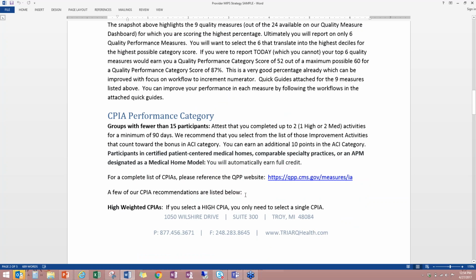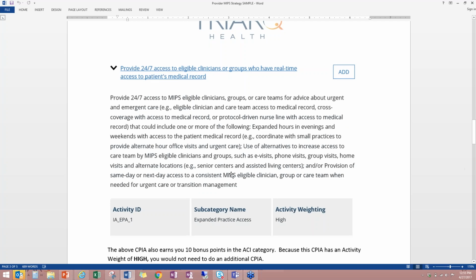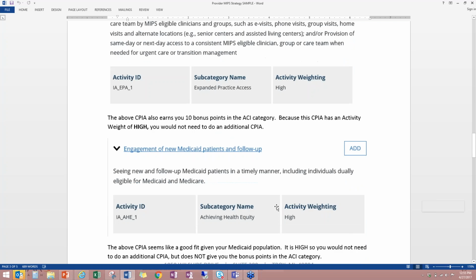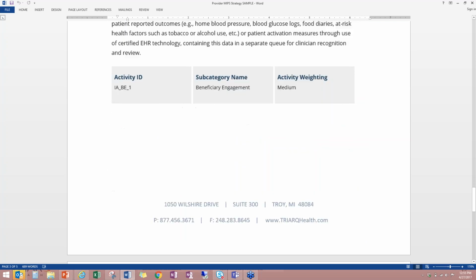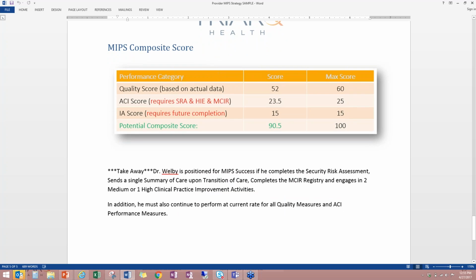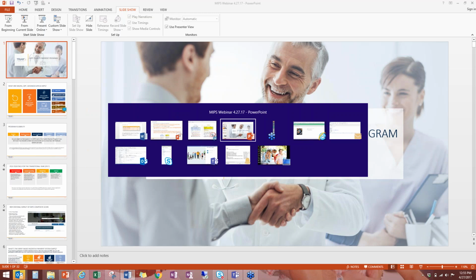We review the list at QPP with you and help you understand what we think. You get a little free advice today; we did the work for you, right? We found the CPIA that's the high weight that also counts for the 10 bonus points for the ACI category. Then we do a nice summary for you at the end and say, hey, if you continue on this path and you do these few things that you're required to do, this is what your potential composite score is going to be. And then we just continue to monitor those dashboards to make sure that you are continuing on the right path. So let's head back to the PowerPoint.